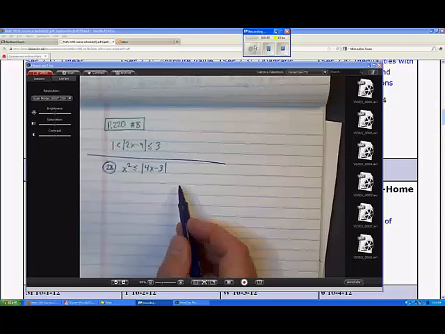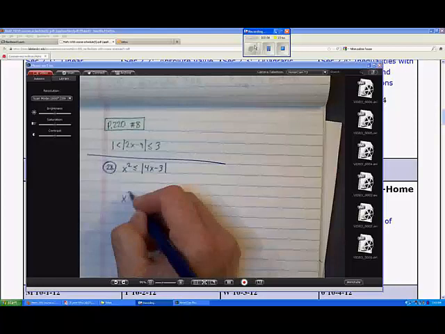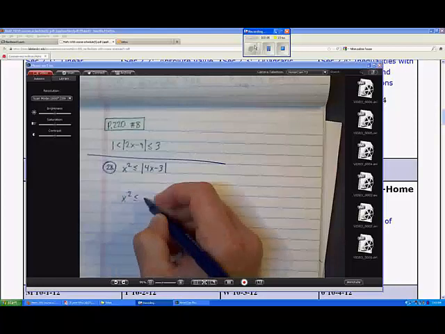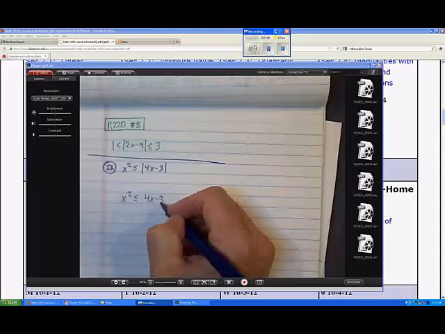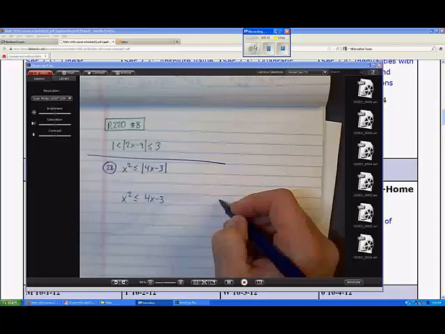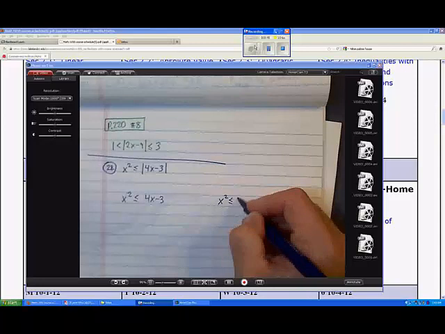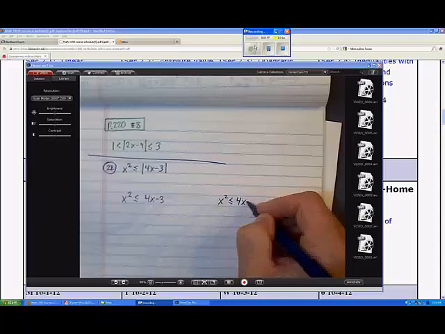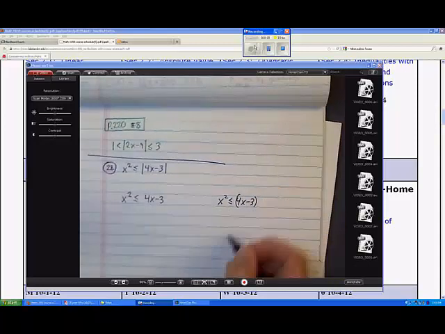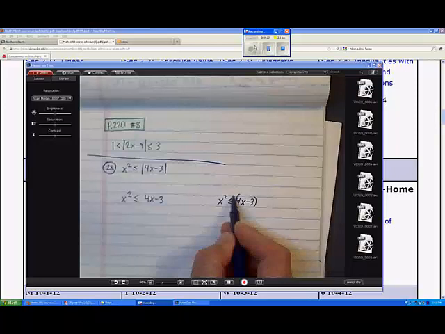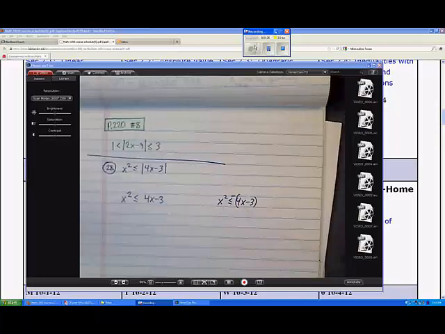Sometimes this problem looks like this. X squared is less than or equal to 4x minus 3. Other times this problem looks like x squared is less than or equal to 4x minus 3 in parentheses with what in front? A negative sign. And the question is, how do you know which case you're in?